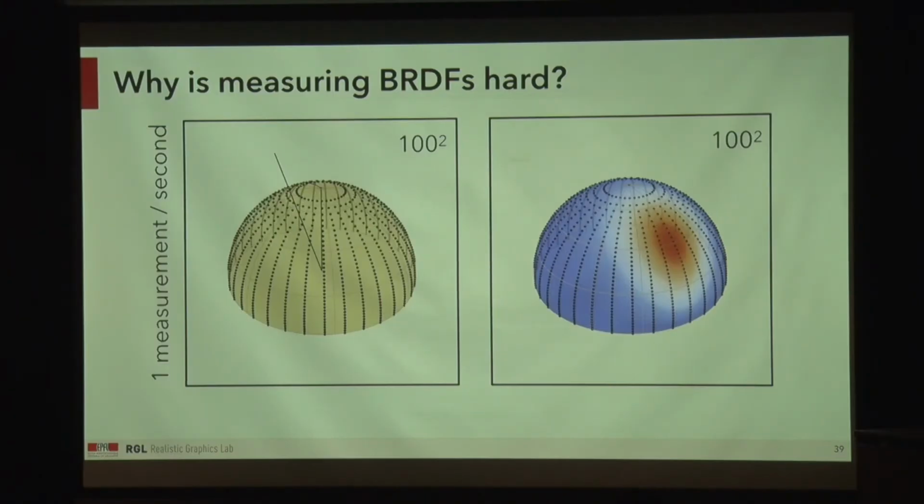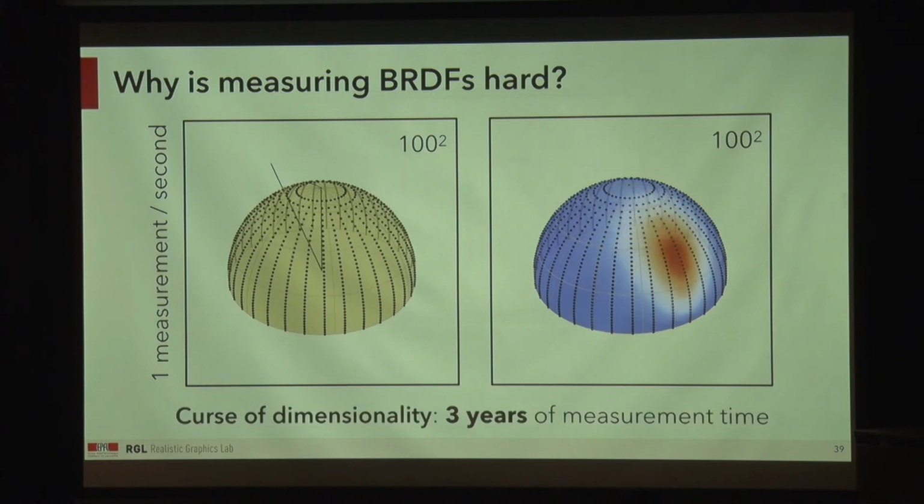Let me just give you an idea of why measuring BRDFs is hard. First of all, let's suppose that we're discretizing the domain now, let's say with 100 by 100 points, and now we have our machine move through all of these, and let's suppose we do 1 measurement per second, just for ease of calculation. That means actually that it will take 3 years of measurement time to finish even one material. So that's the curse of dimensionality for you there. So the machine would probably break down before we even got a single material in the box.